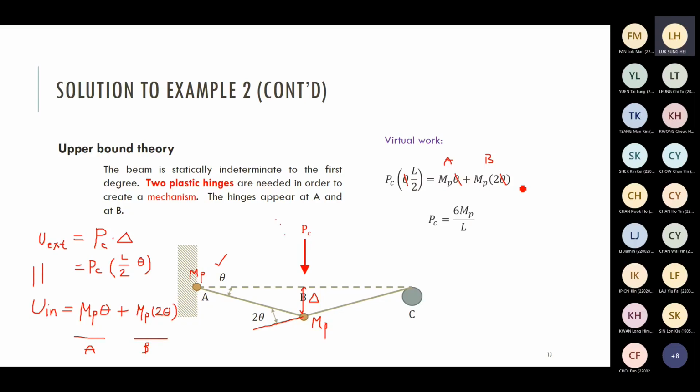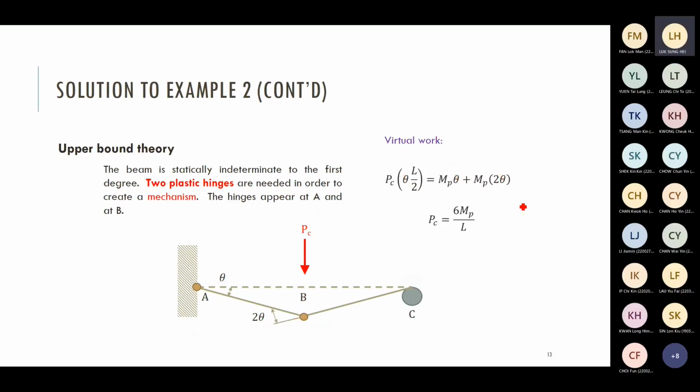According to upper bound theorem, it just takes you 2 steps to estimate the collapse load. There's no need to know the elastic moment diagram. If you need to draw the moment diagram, I believe that it may take you maybe 30 minutes or 1 hour. It takes much longer time. So when the problem gets more and more complicated, you can start to see the advantages of using upper bound theorem. But you need to develop your skills to predict the location of plastic hinges.